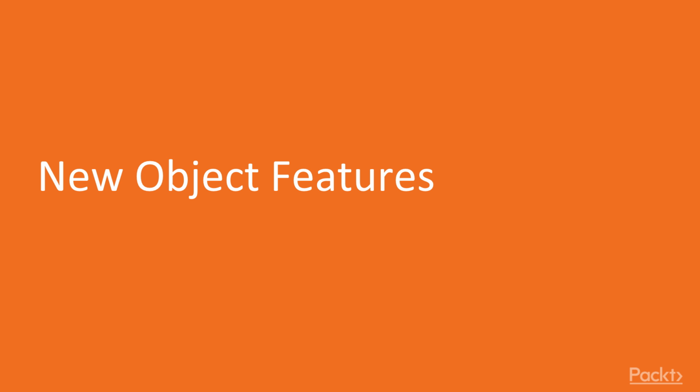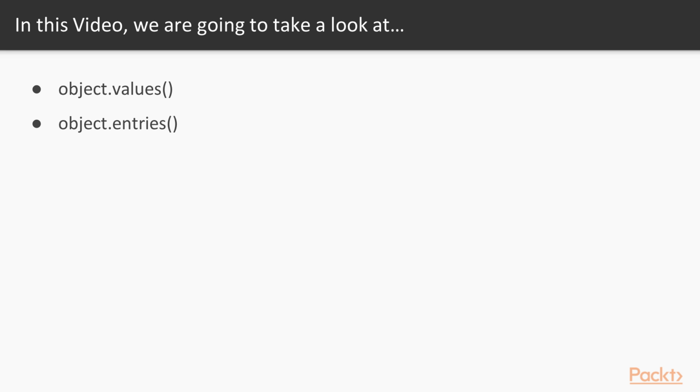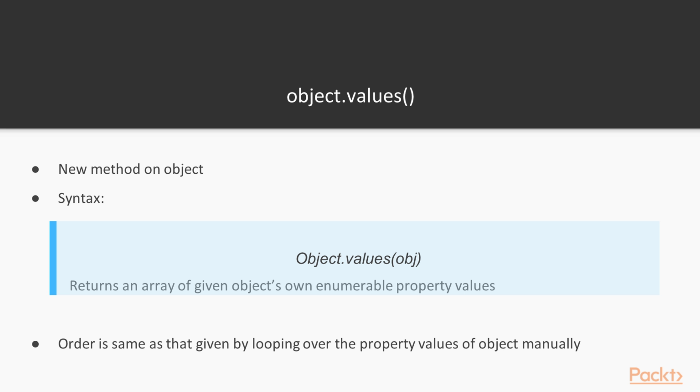First up, let's understand the new object features in ECMAScript 2017. In this video, we'll be looking at the two new features that have been added to the object in ECMAScript 2017, namely the values and entries methods. Let's take a look at the Object.values method. This is a new method which is introduced on the JavaScript object.